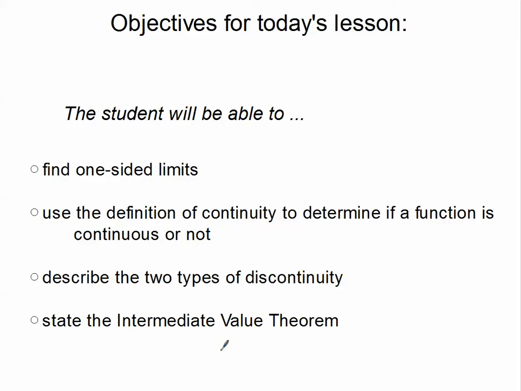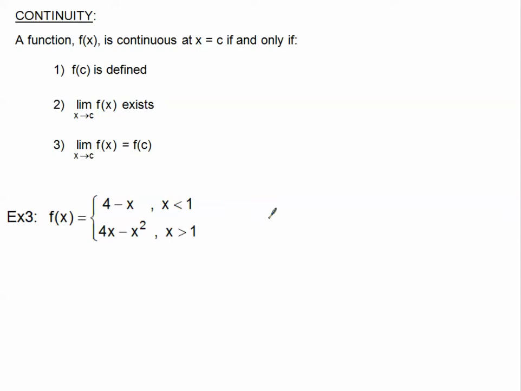In this next tutorial, we will use the definition of continuity to determine if a function is continuous or not. So let's get to this page of our notes, continuity. Now, the simple way to explain when a function is continuous is you can draw it without picking up your pencil. That's a pretty simple way of doing it.